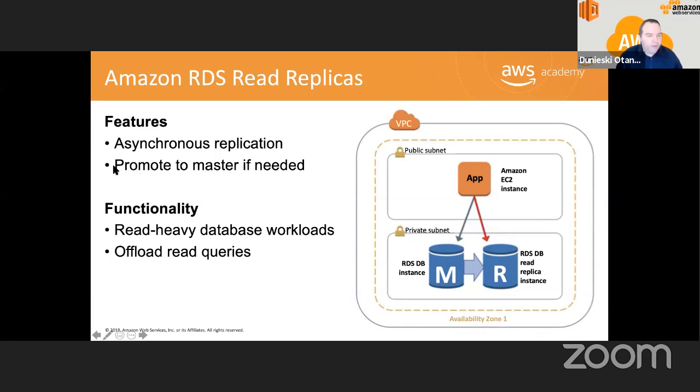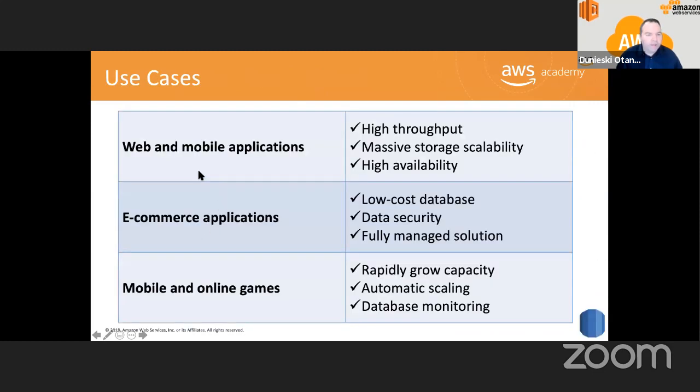Okay, so promo to Esther. Okay, we saw this already. Use cases: when do we use RDS? In web and mobile applications, high throughput, massive storage, scalability, high availability. So we can use RDS for this, and for e-commerce applications, low cost database, data security, fully managed solutions.